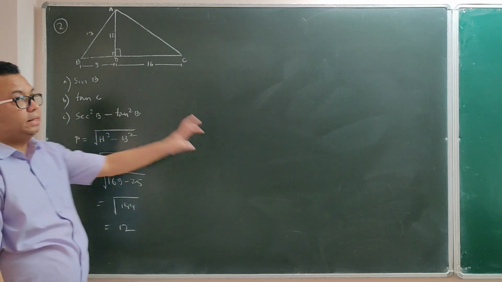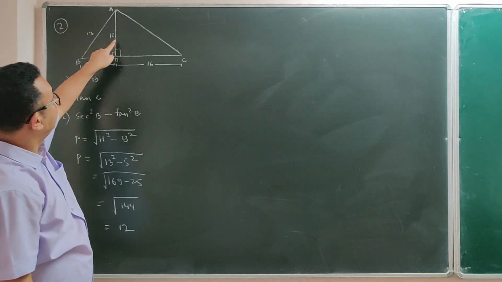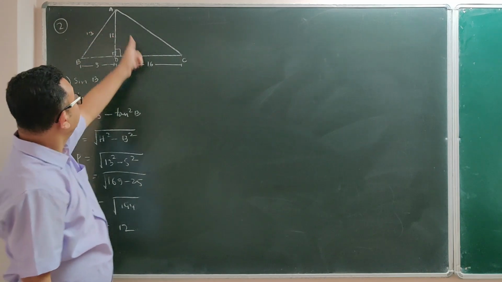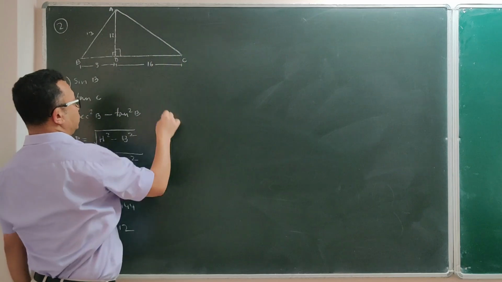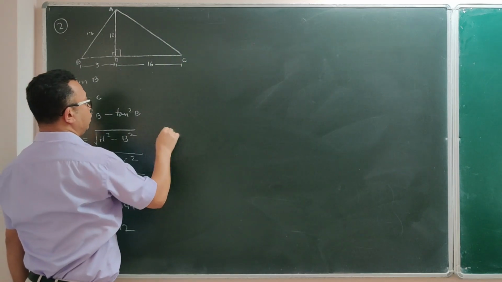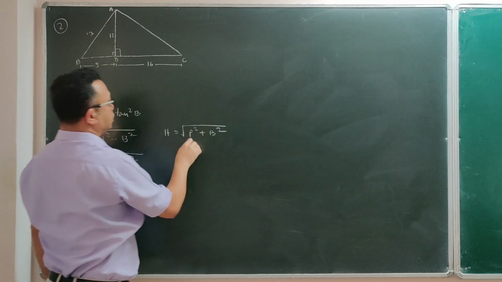Now going on to the next triangle. In this triangle, this is 12, this is 16. This 12 we found out just now. With 12 and 16, now we'll find out AC. If I want to find AC, which is the hypotenuse, so there you are. Hypotenuse is equal to the root of perpendicular square plus base square. This is the formula for hypotenuse.